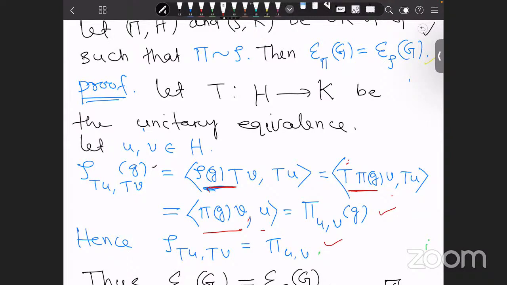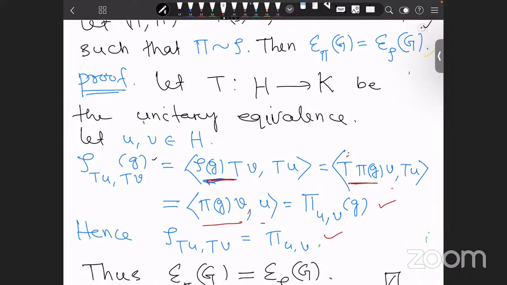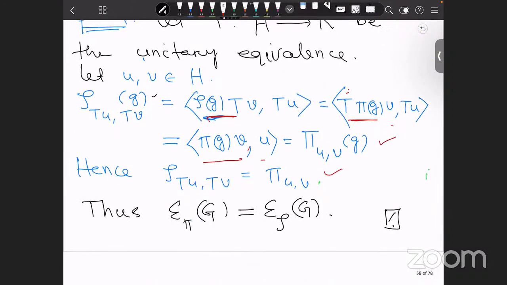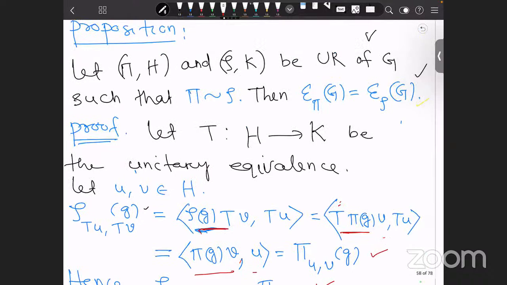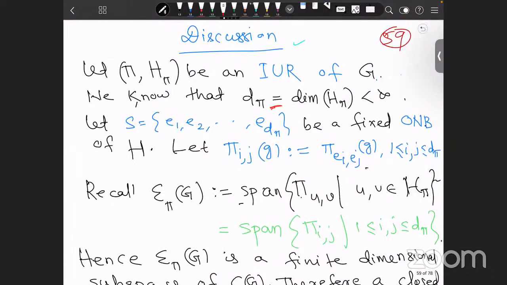So the matrix coefficient of pi is the same as the matrix coefficient of rho. If pi is equivalent to rho, then the matrix coefficient of pi is the same as the matrix coefficient of rho. Therefore, E pi (G) is really E rho (G). Remember this. Okay, now let us do a discussion.